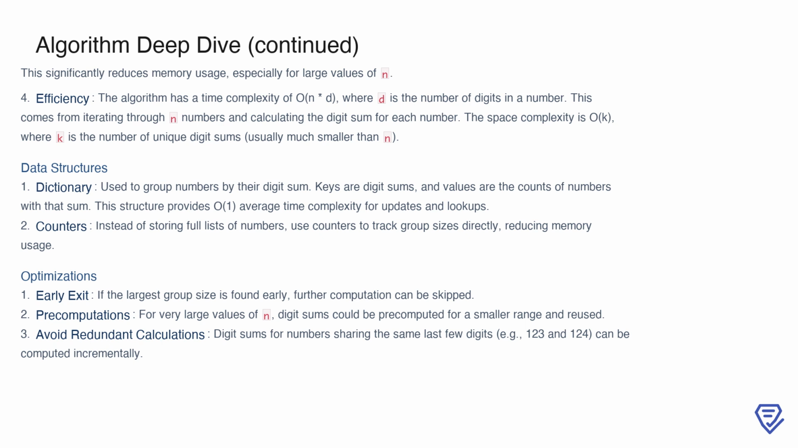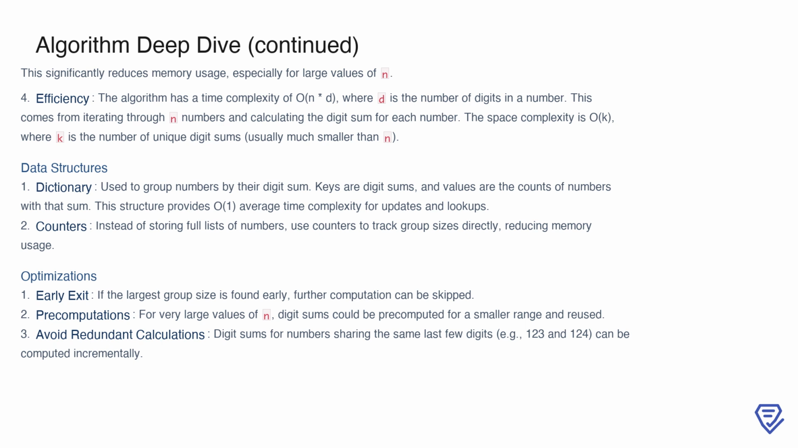In terms of efficiency, the algorithm runs in O(n*d) time, where n is the range of numbers and d is the number of digits in each number. This is because we calculate the digit sum for each number. Space complexity is O(k), where k is the number of unique digit sums, which is typically much smaller than n. Further optimizations, like stopping early if the largest group size is determined or pre-computing digit sums, can improve performance for very large inputs.